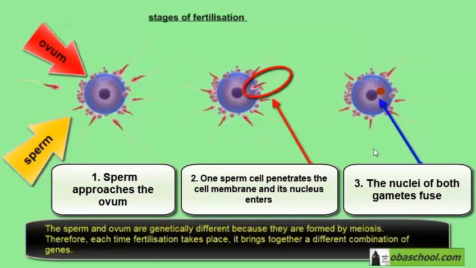The sperm and ovum are genetically different because they are formed by meiosis, which allows for genetic variation. So they are both different, and once fertilization takes place, we will have different combinations of the chromosomes together between the chromosomes of the ovum and the chromosomes of the sperm. These different combinations will allow for even more genetic variation.